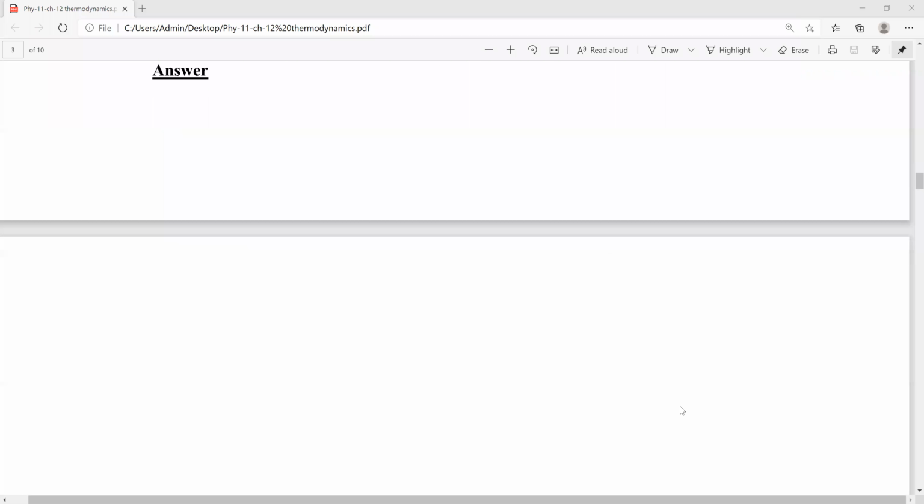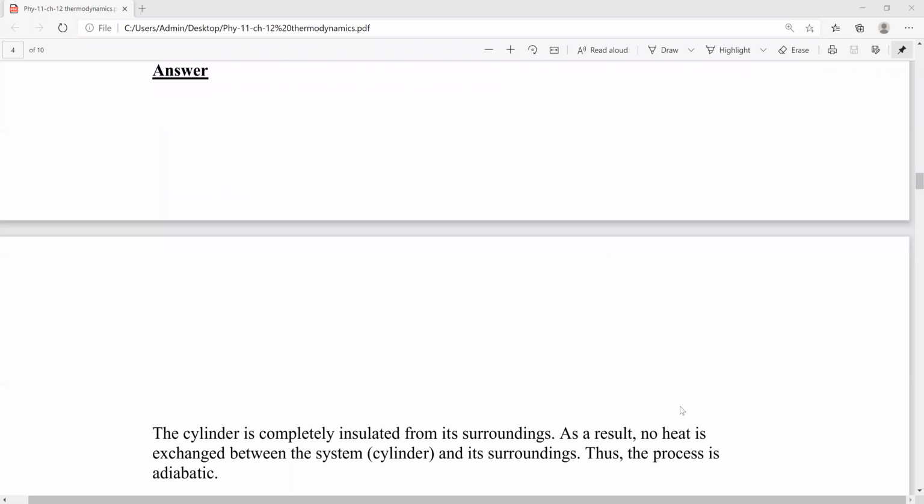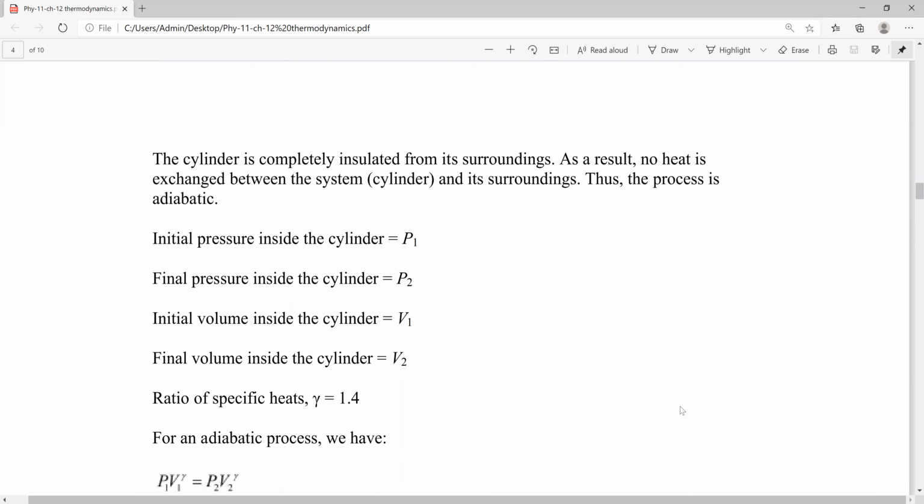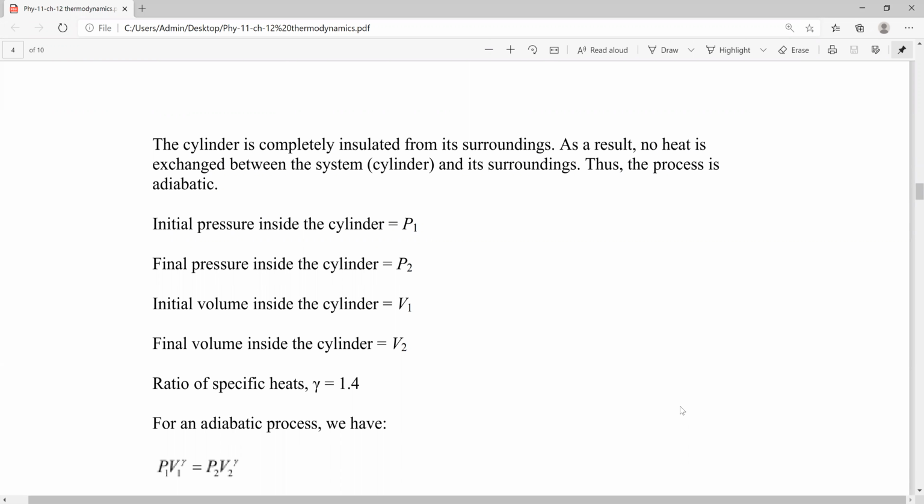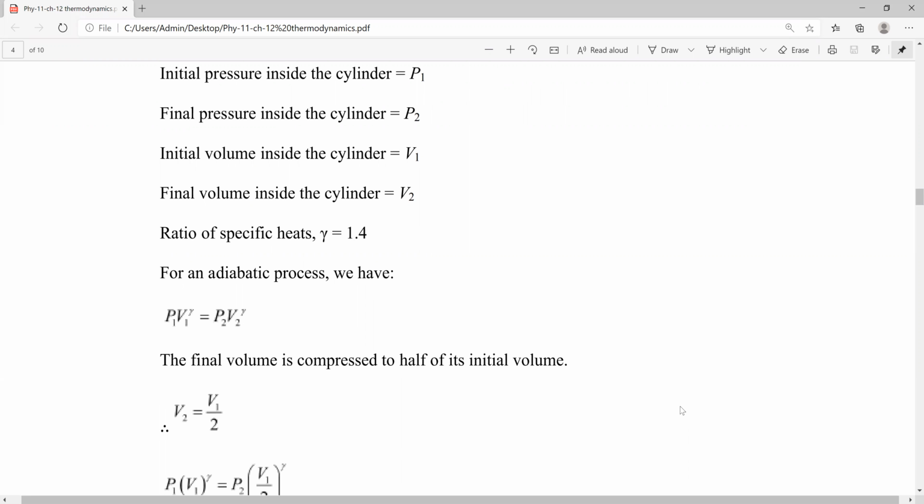So from the question, first we have to write what the given things are. So here the cylinder is completely insulated from its surroundings. As a result, no heat is exchanged between the system and the surroundings. Thus the process is adiabatic.